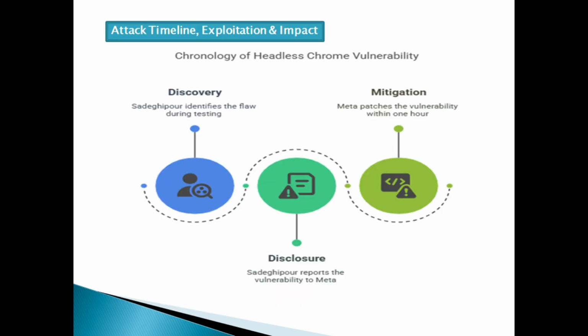Timeline, exploitation, impact: chronology of events. Discovery, October 2024: Sadeghipour identified the flaw during routine testing of Facebook's ad platform, exploiting it within hours using custom scripts. Disclosure: reported immediately to Meta via its bug bounty program. Mitigation: Meta patched the vulnerability within 1 hour and instructed Sadeghipour to halt testing and exploitation.